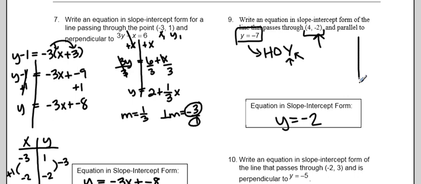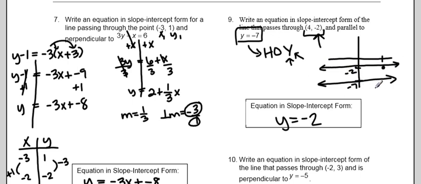Now, if you're not convinced by that, that's okay. We have a line at y equals negative 7. I want a parallel line to that at 4, negative 2. So it looks something like that. Alrighty, let's look at the next one.